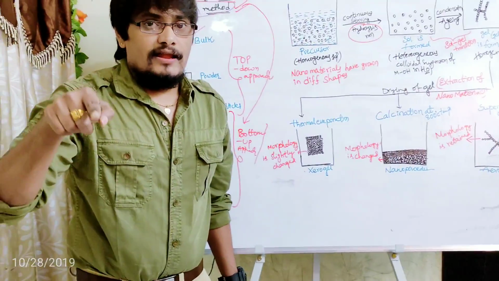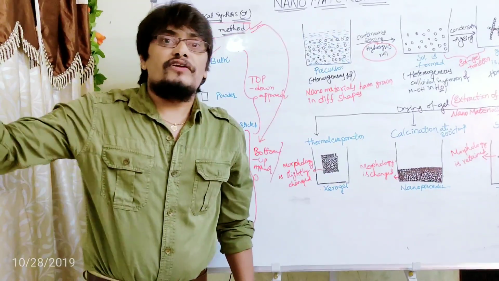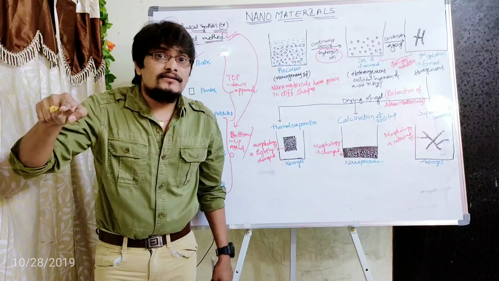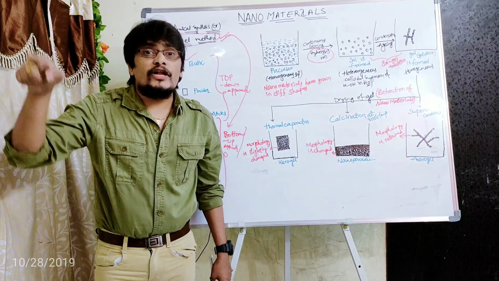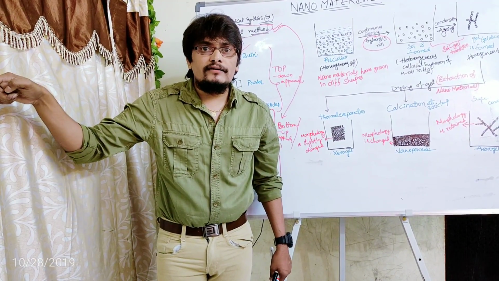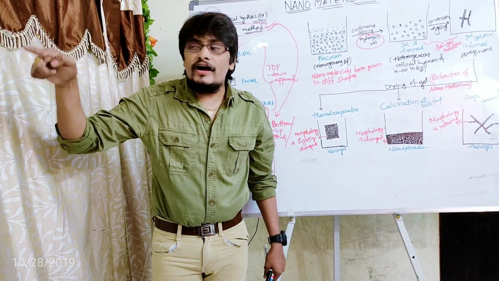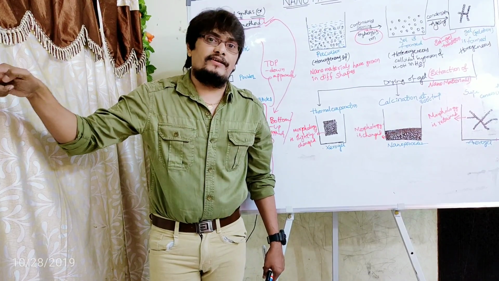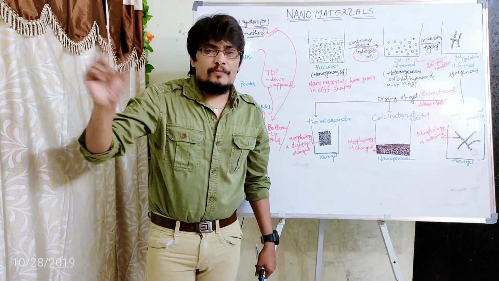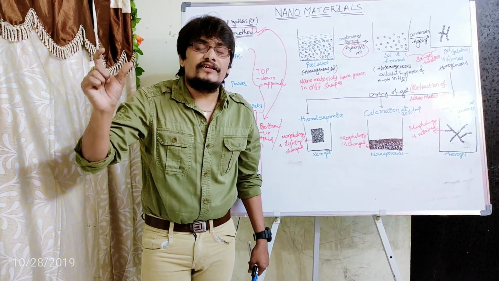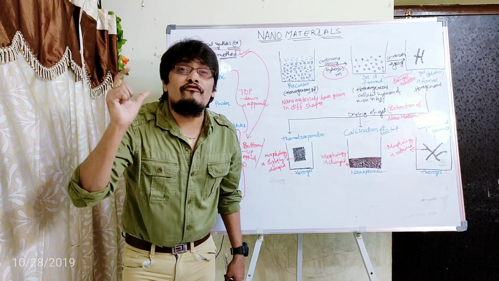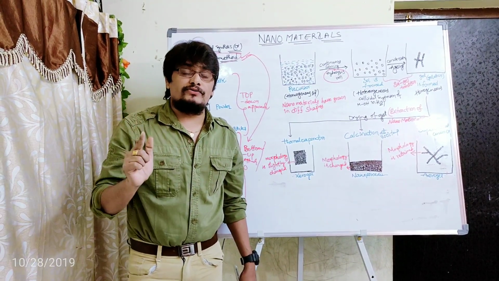Now in the gel, M-O-M bonds will be there. M means metal, O means oxide. The polymerization of M-O-M will take place. So due to the polymerization, the nanomaterial is going to be formed. Nanomaterial has been formed, students.